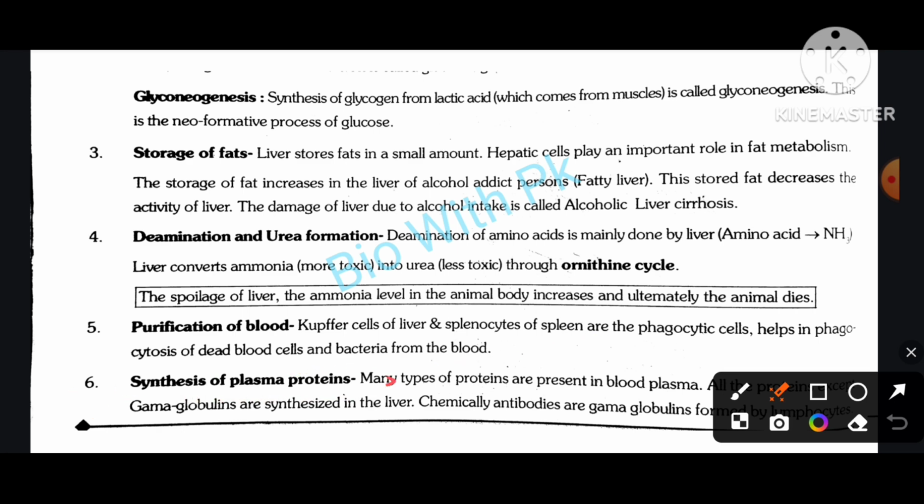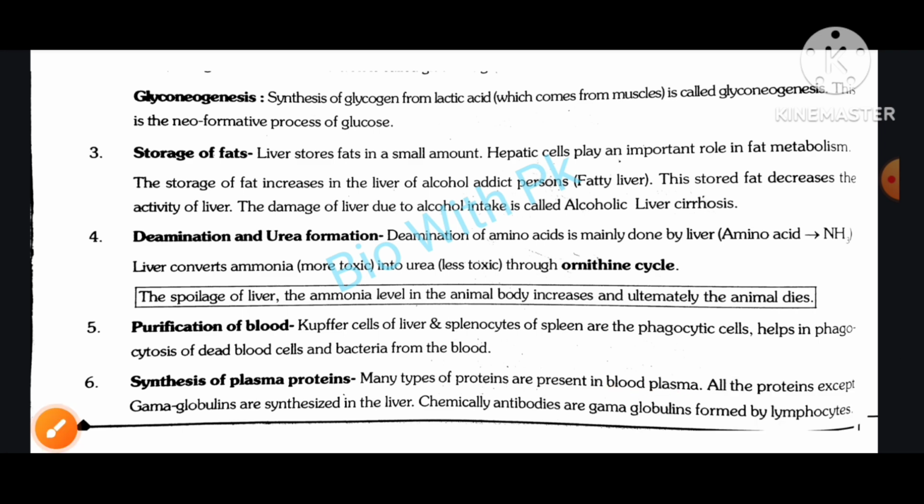Number six, synthesis of plasma proteins. Many types of proteins are present in blood plasma. All the proteins except gamma globulins are synthesized in the liver. Chemically, antibodies are gamma globulins formed by lymphocytes.